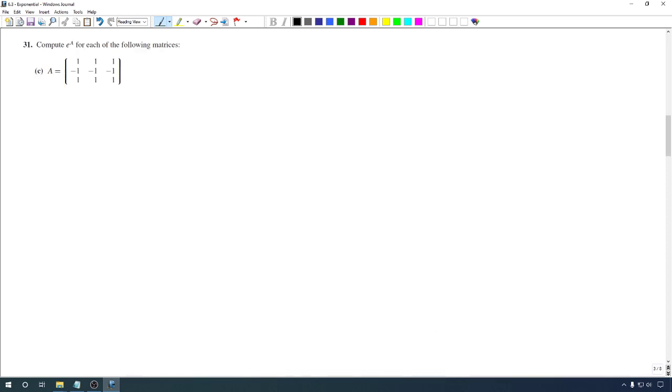Let's move up. We've got a 3 by 3. But that doesn't actually change our process. It just means a little bit more work. We need to find what the eigenvalues of this matrix are.